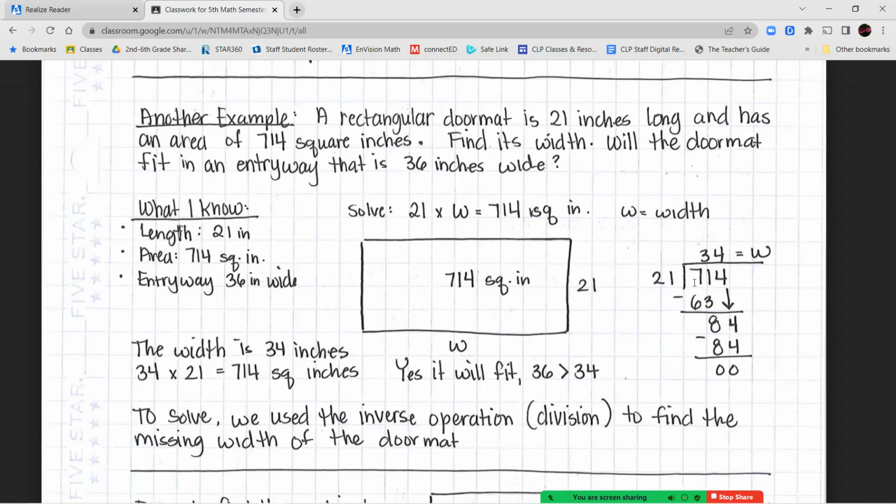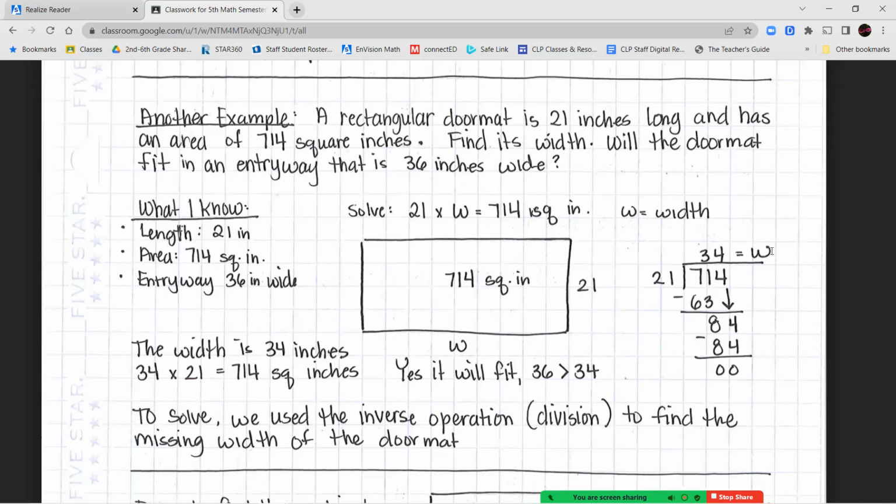There are no groups of 21 in 7, but in 71, there are 3 groups of 21. So 21 times 3 is 63. I subtracted 63 from the 71 and was left with 8, and I dropped my next digit, which was a 4. Then I had to figure out how many groups of 21 are in 84. I know 21 times 4 is 84, so I subtracted that off and had no remainder. So 34, my quotient, is the width.